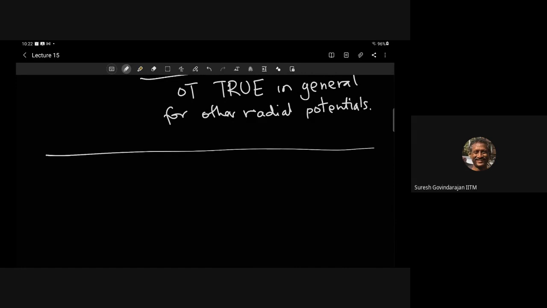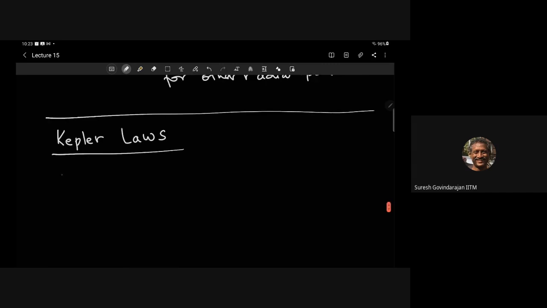Let us do some recap of Kepler. So what are Kepler's laws? Let's first derive them. What is the first law? The planets move in elliptical orbits with the sun at one of its foci.